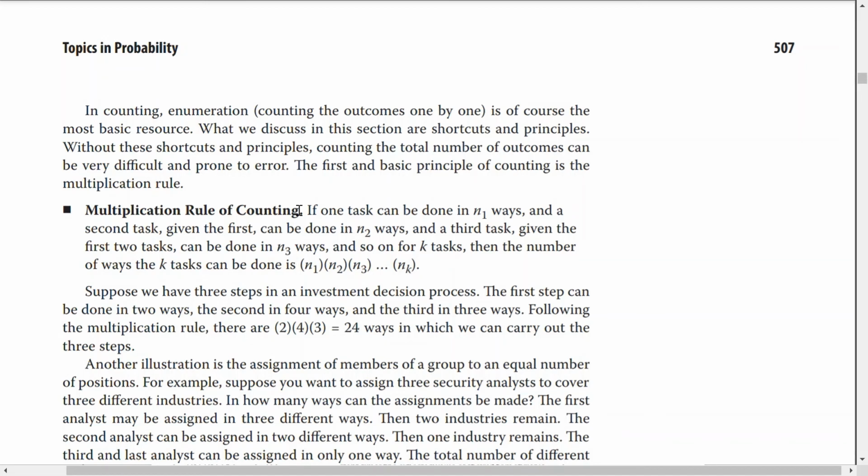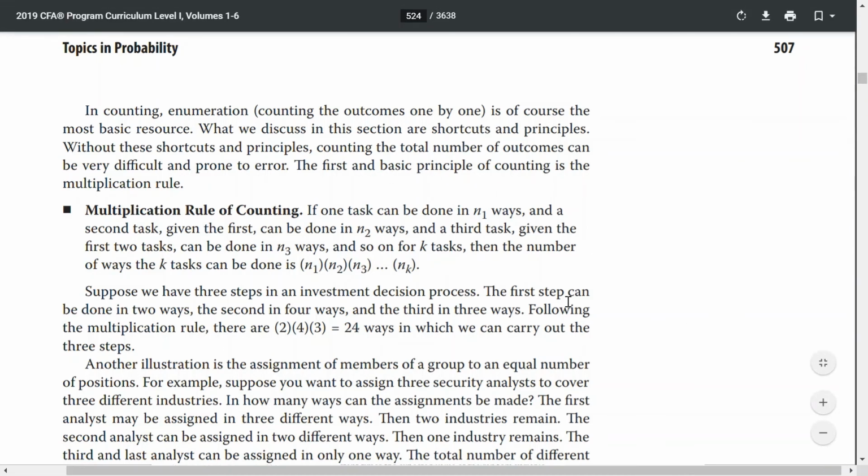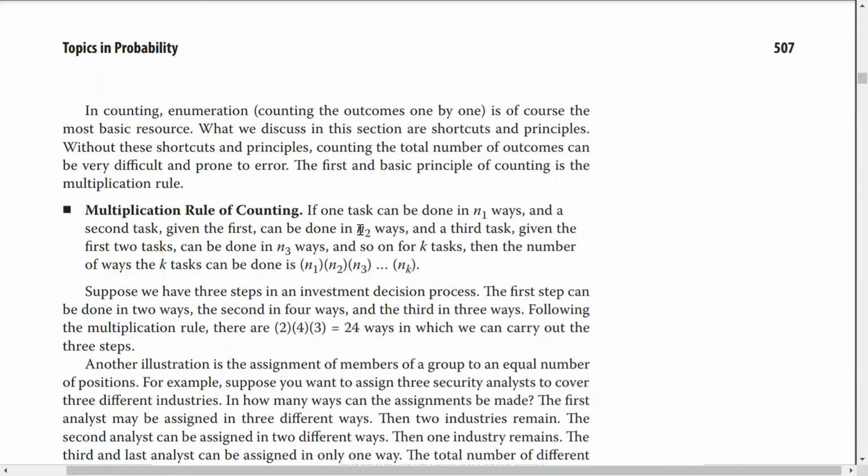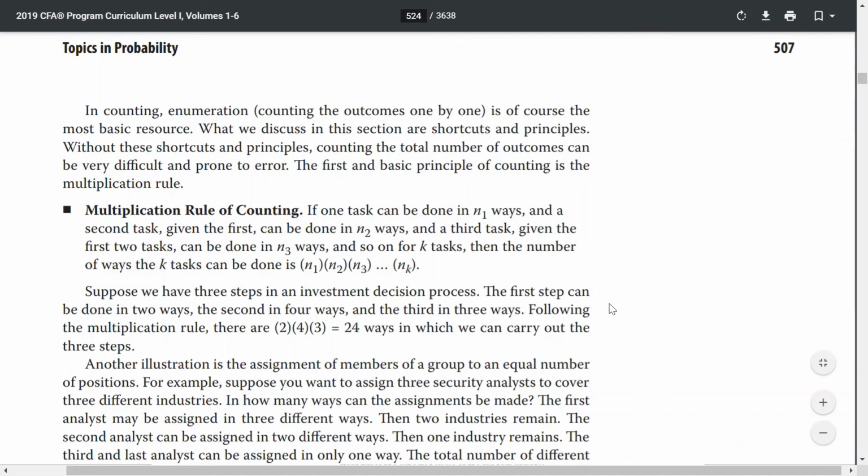Of course, the most basic is what we discussed in the section on the shortcuts and principles. Without these shortcuts and principles, counting the number can be very difficult and prone to error. So, the multiplication rule of counting. If one task can be done in n1 ways, and a second task, given the first, can be done in n2 ways, and the third task, given the first 2 tasks, can be done in n3 ways, up to k tasks, the number of ways could be represented as n1 times n2 times n3 up to nk.